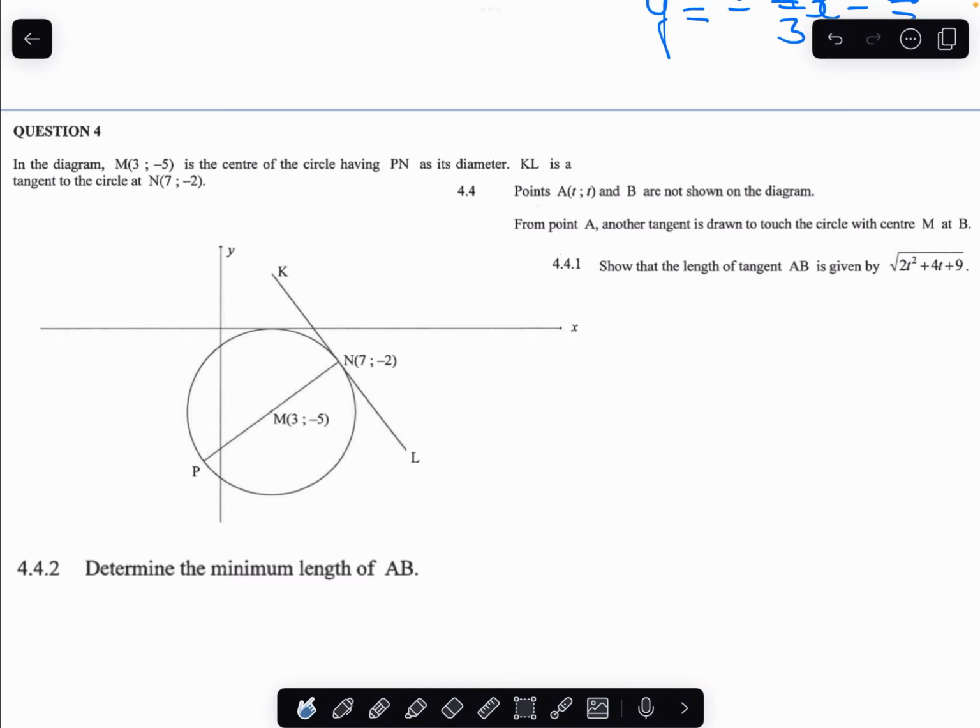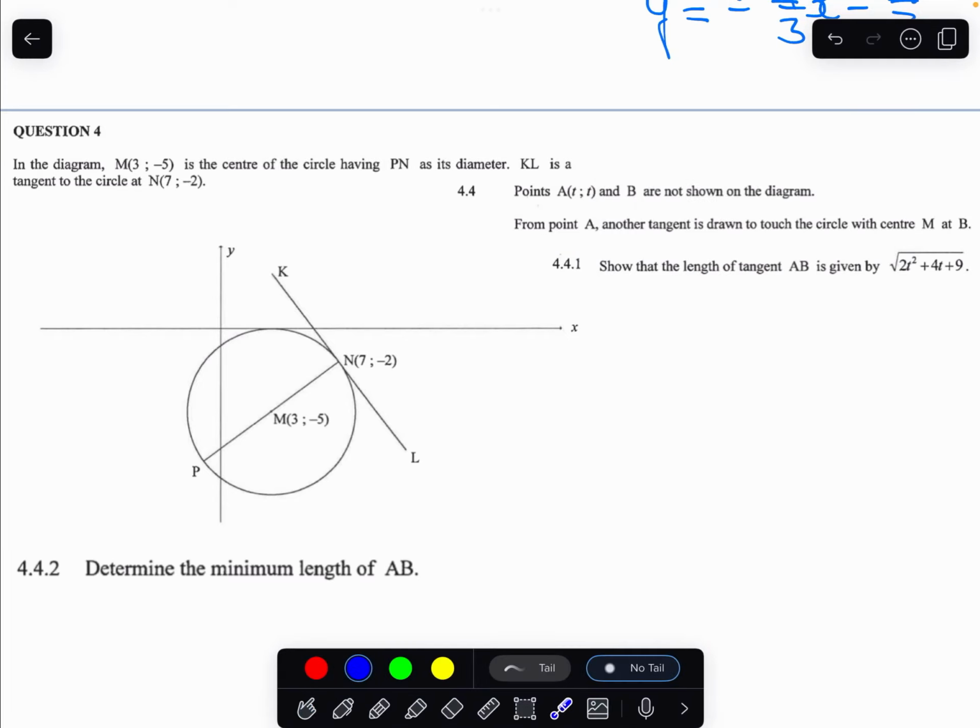Right. Okay, so the next question says point A, which has the same x and y coordinate, and B are not shown on the diagram. Okay, so point A could be 1 and 1, 2 and 2, 3 and 3, or it could be 0 and 0, negative 1 and 1, negative 2 and 2, and so on. So infinitely many possibilities for what point A can be, and point B could be anything at this point.